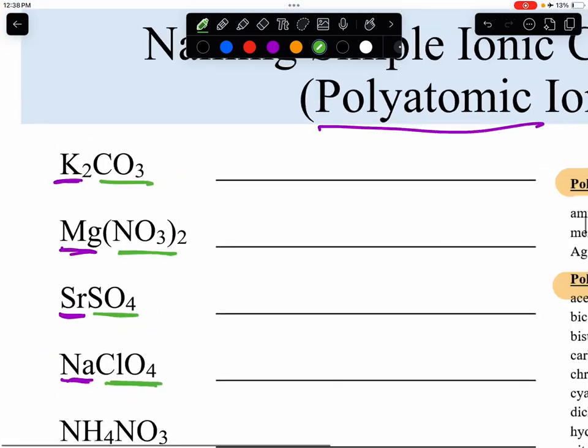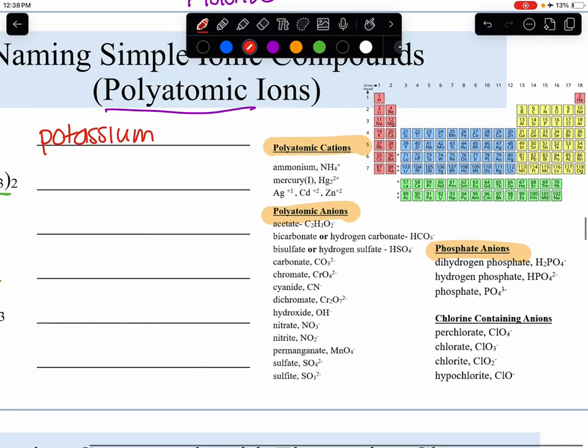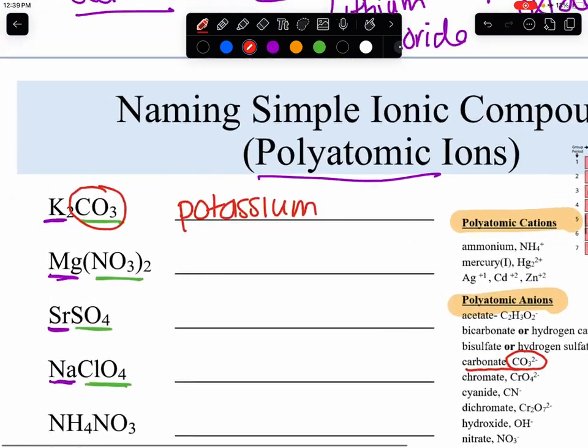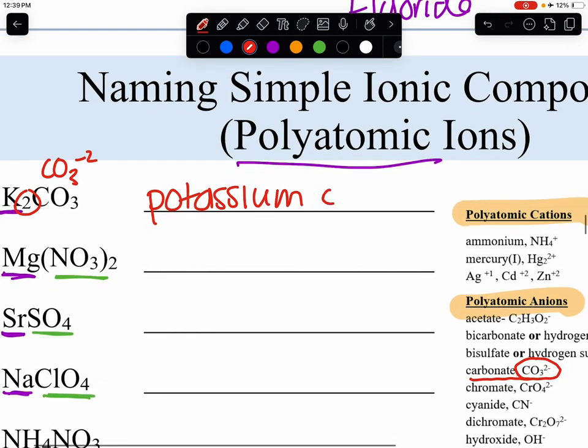So the K is simple. Okay, K is potassium. Nothing changes with the metal. You always name it the name that it is. Now, you need to find something on your polyatomic list that has a CO3. If I do a quick scan, I can see right here, carbonate is a CO3 with a -2 charge. So we want to look over here and you say, oh, hey, there is a 2. So this 2 probably came from carbonate. So it's as simple as just writing the name carbonate.